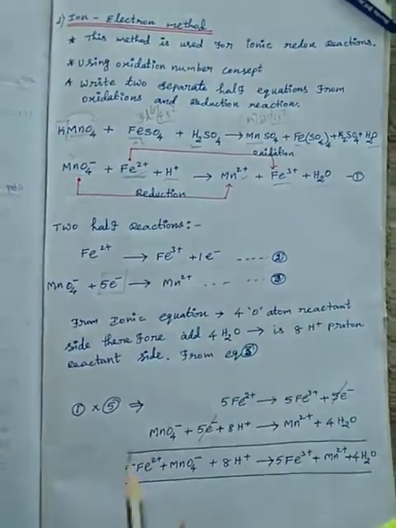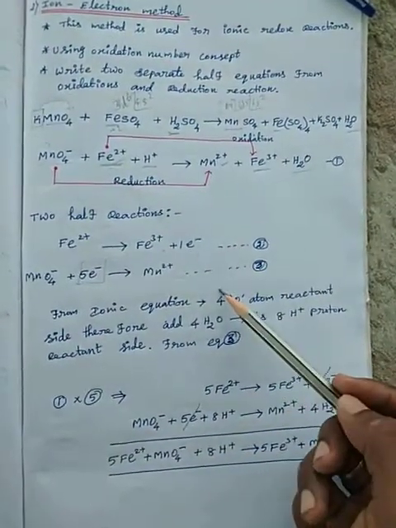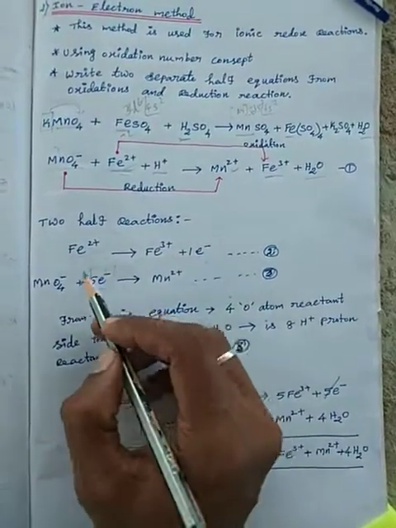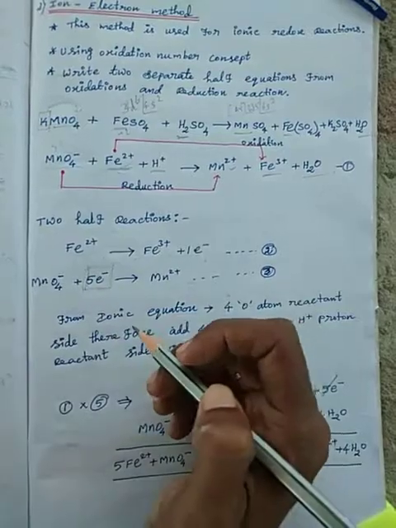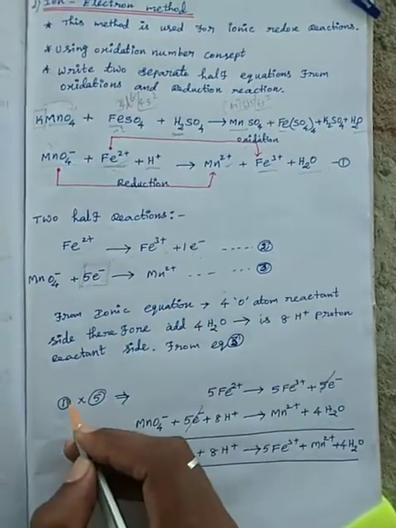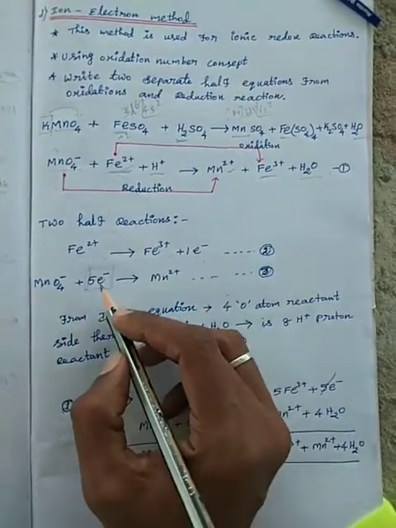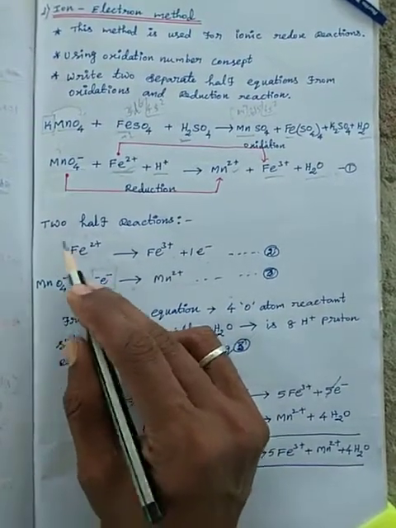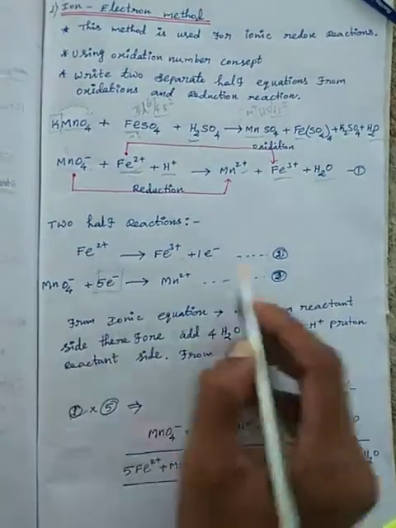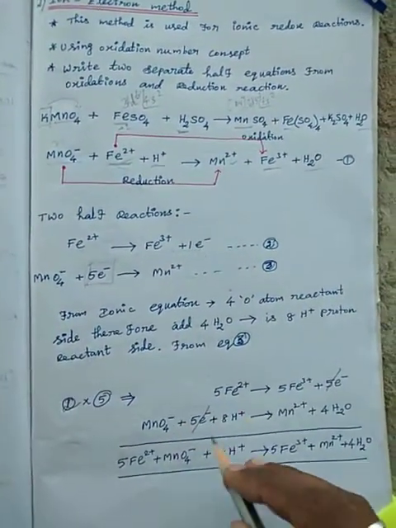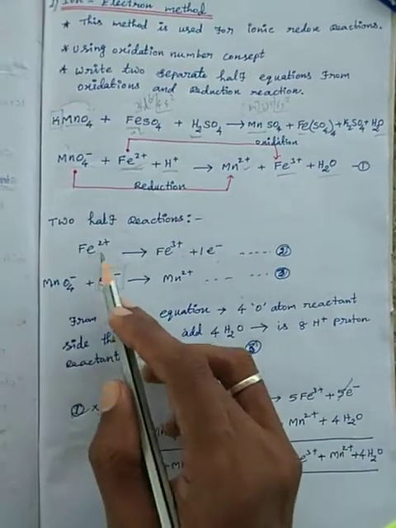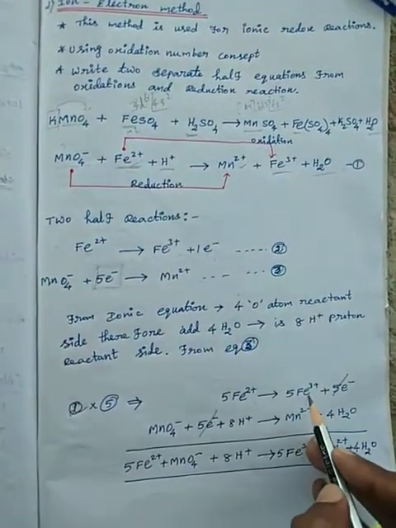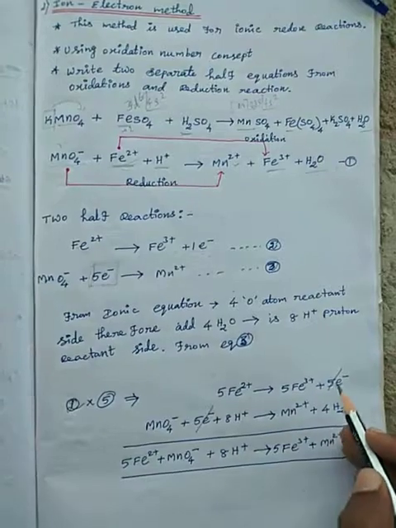So equation number 3: consider the two half reactions and balance the electrons. So the third equation has 5 electrons, so equation 1 is multiplied with 5. Here also equation 2 is multiplied with 5. So 5 into Fe2+ is 5 Fe2+, and 5 into Fe3+, with 5 into 1 electron, 5 electrons.